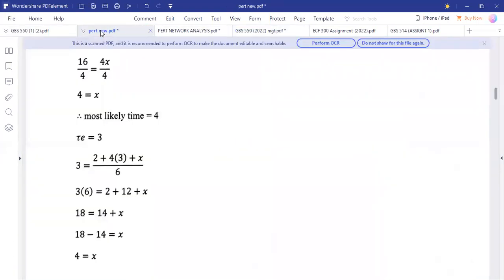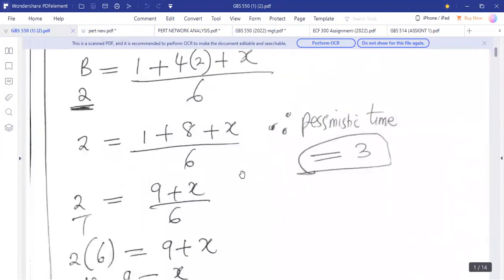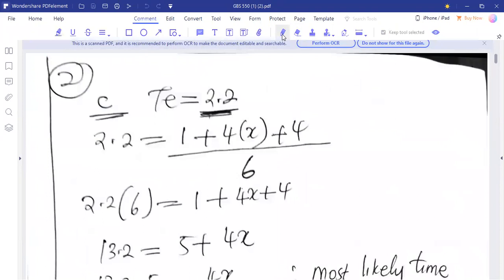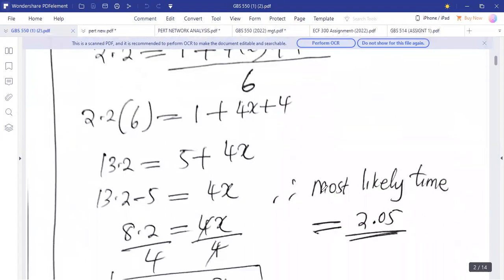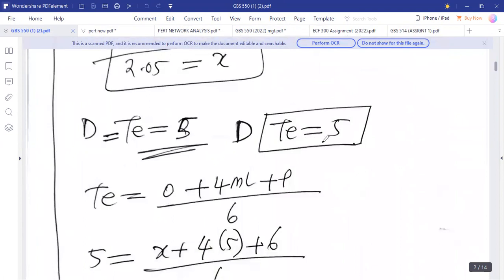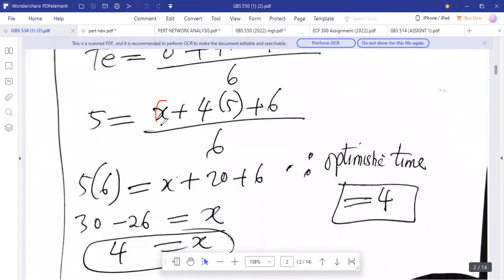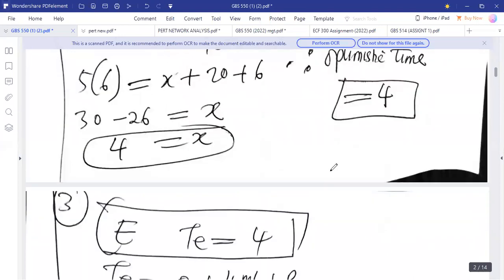Okay, so from this document, we find for C, the time expected was given. So there was need to find the other, which was most likely time. So this one was 2.05. Then for D, they are given time expected. So substituting here to find the most optimistic time, which was 4. So just using the formula for page where you have the optimistic time, the most likely, and the pessimistic, we're able to find whatever we need.